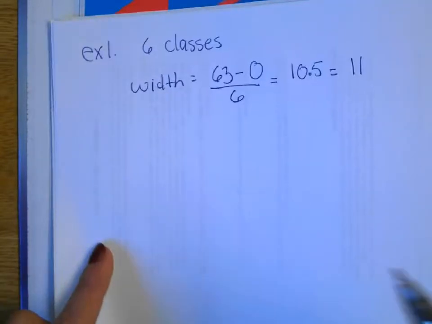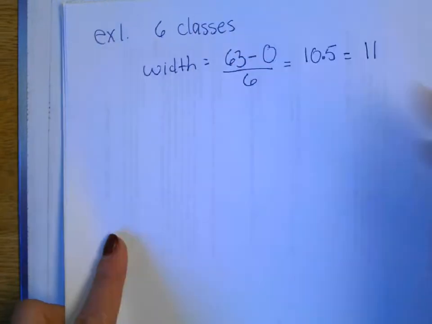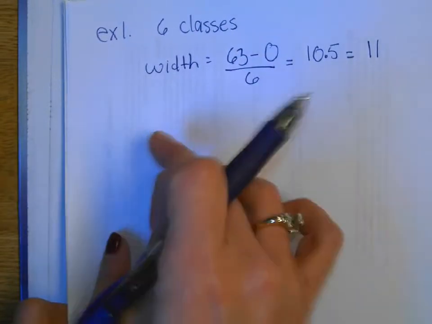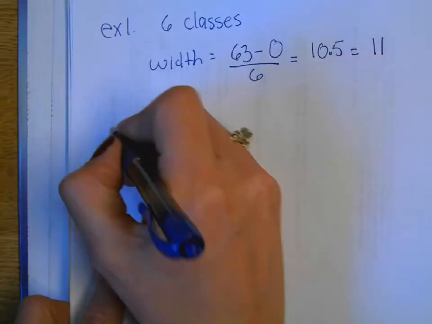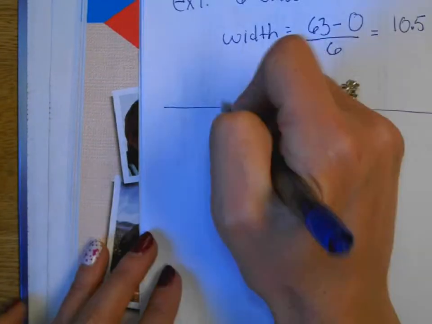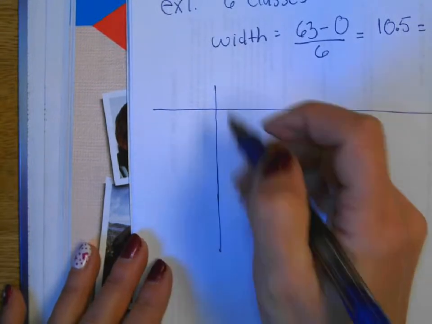So what that means, now we're ready to make our first column, the class limits. So this table's going to grow. We're going to add on to these 2 columns afterwards. So start your table way to the left because we're going to add more columns to it as we go through the notes today. So our first column, though, is going to be our class limits.